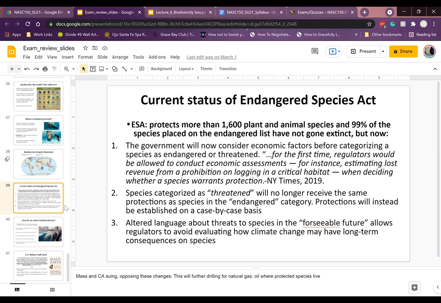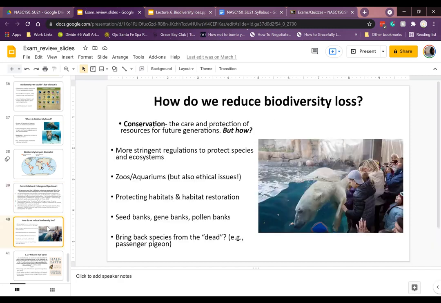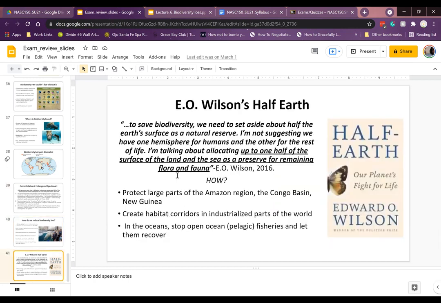Then we talked about how to protect biodiversity hotspots. We talked about zoos and aquariums and enforcing laws on the books protecting species. But we also talked about E.O. Wilson's Half Earth, protecting about half the planet. Again, not dividing the planet in half, as this quote tells you, but really protecting what we have, protecting our biodiversity, which in turn protects our ecosystems, which in turn protects the services, which in turn protects all the dollar bills we derive from our healthy ecosystems.